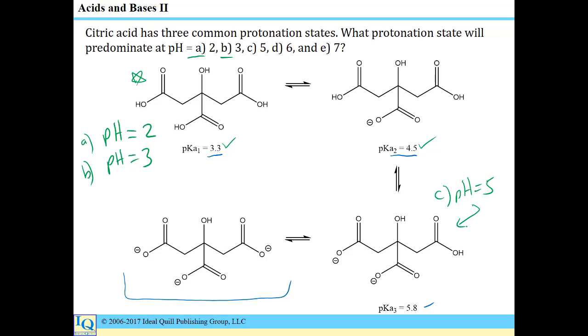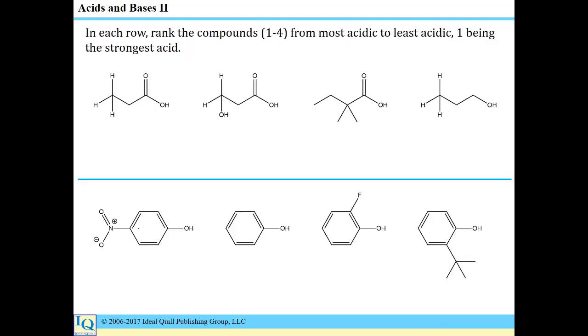At a pH of 6 or 7, those are both higher, more basic pHs than the pKa 3. So you would have, for D or E, pH of 6 or 7, a species with all 3 protons removed.